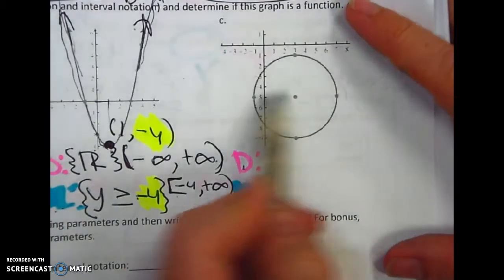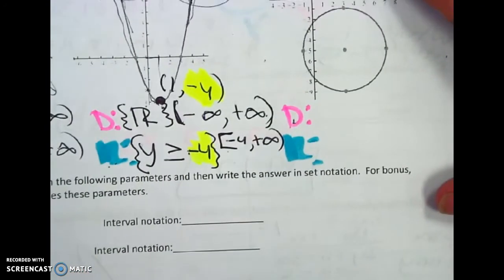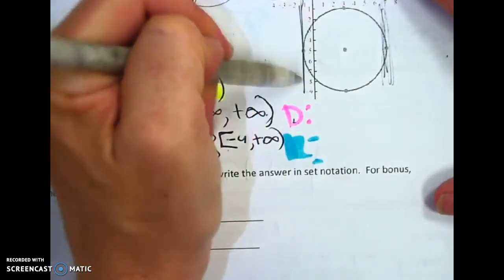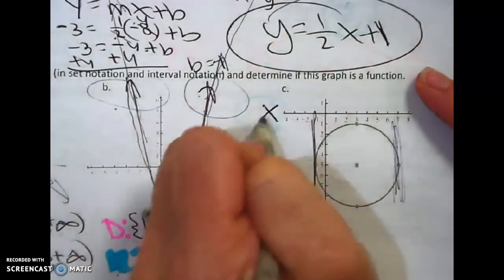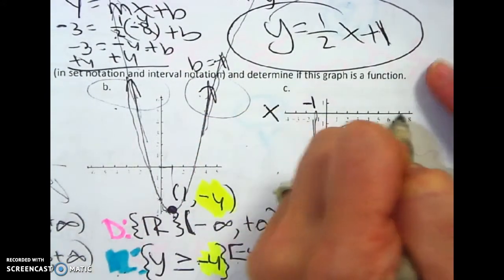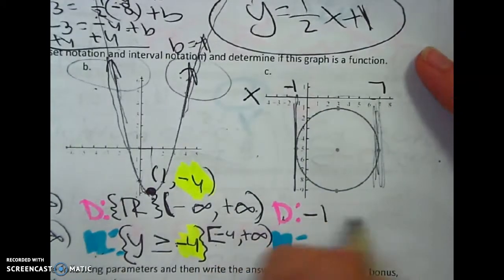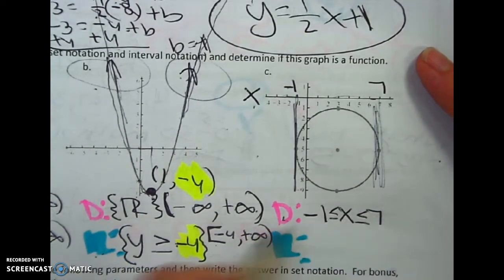Domain. Domain is everything to the right and everything to the left. Well, if you look, there aren't even any forevers. So there is going to be some restrictions. Well, if you notice, this is my right and this is my left. So it literally starts on the x-axis at -1 and then goes from the x-axis all the way to the number 7. So -1 to 7. What letter are we talking about? X, less.